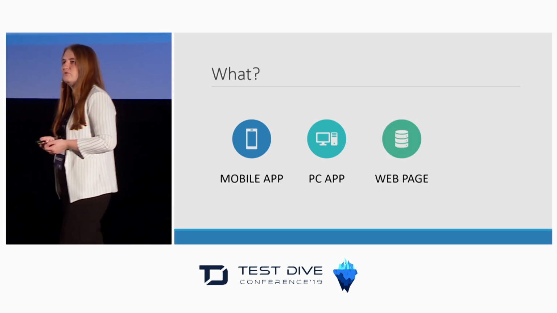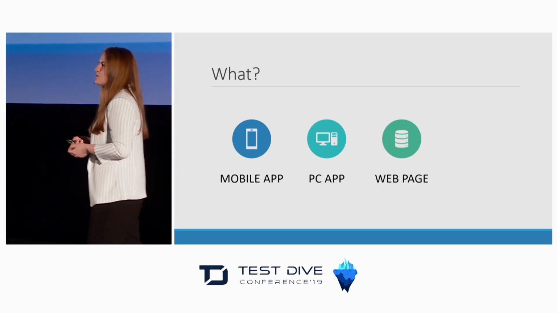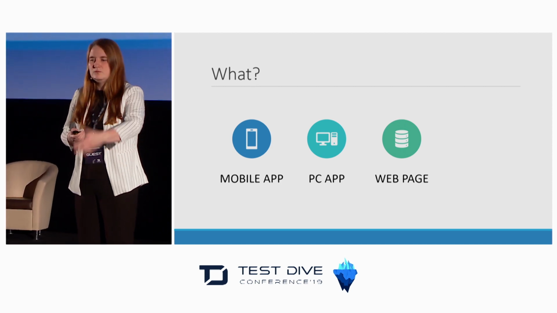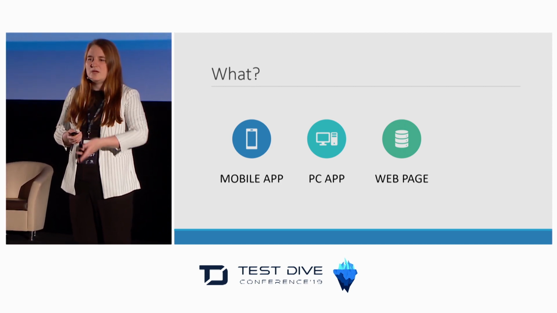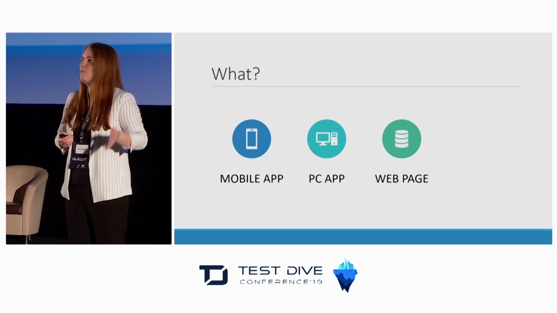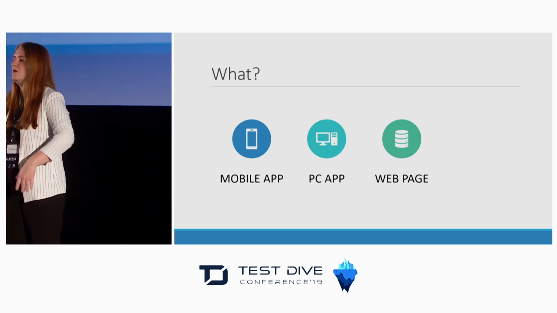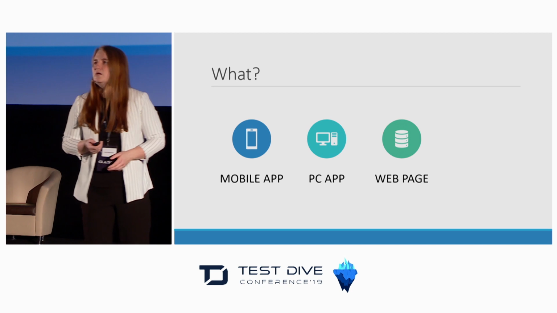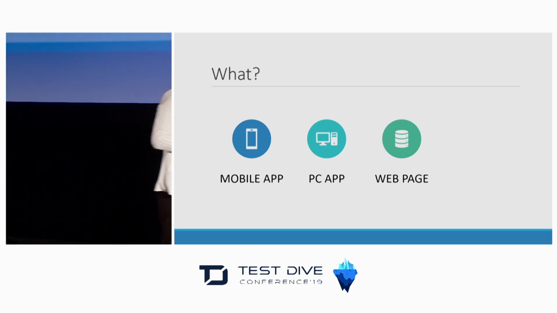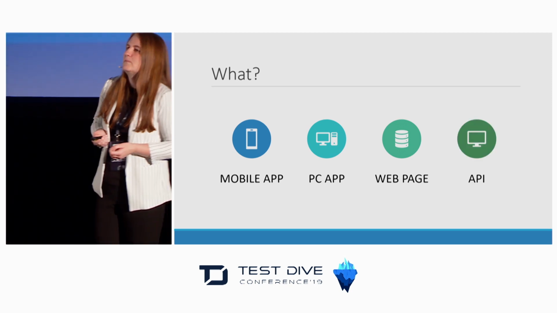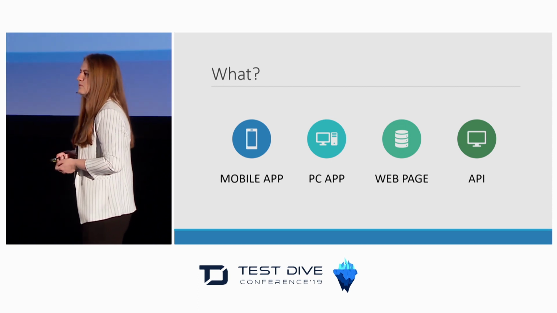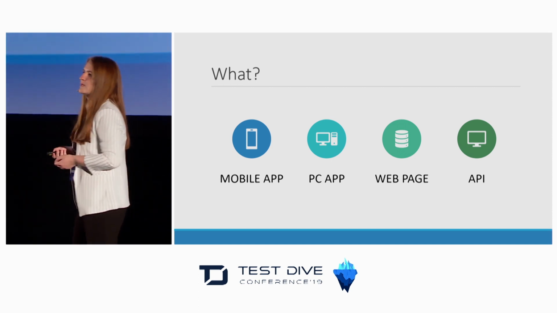A web page, people also like to use hallway testing for that. Just ask your friend, okay, do you like the color of my web page? Is it useful for you? Can you log in quickly? So a web page is a perfect candidate for hallway testing. And an API, application programming interface, is also one of the things that we can test using hallway testing.